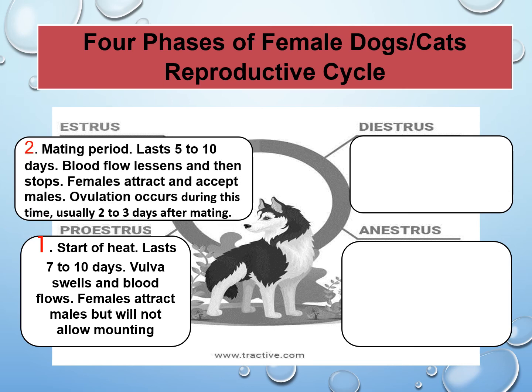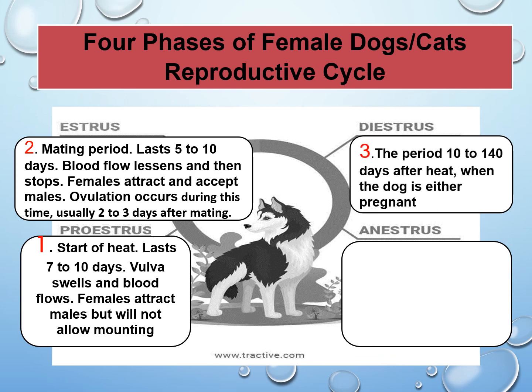The second phase is the estrus phase. This is the mating period. This lasts for 5 to 10 days. Blood flow lessens and then stops. Females attract and accept males. Ovulation occurs during this time. Usually, it takes 2 to 3 days after mating.